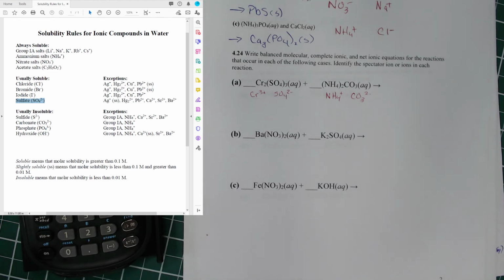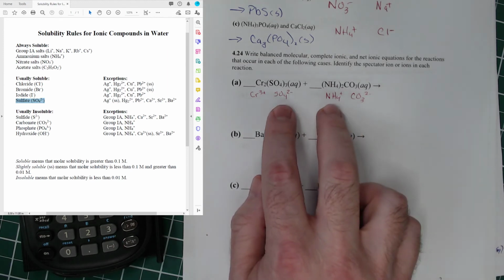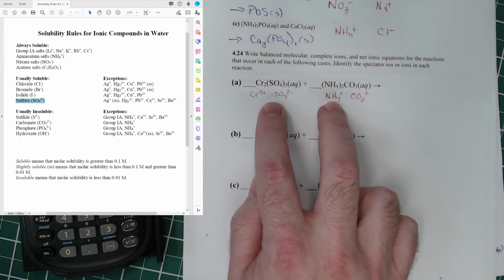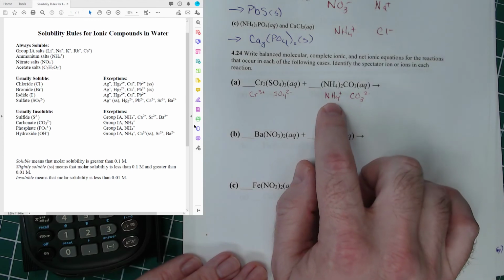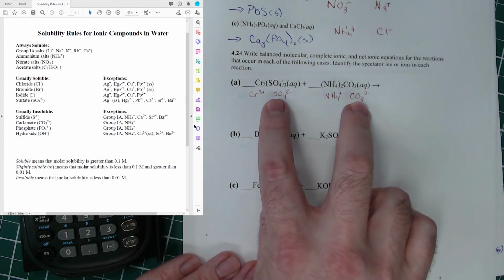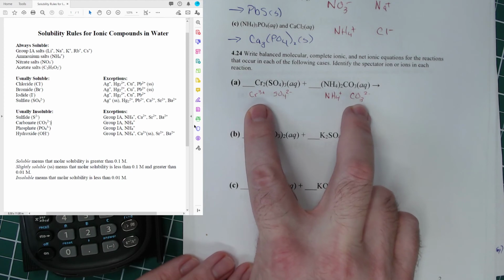And the answer is yes. Ammonium and sulfate end up being spectator ions here, but the chromium and the carbonate should form a precipitate. If we go back over to our rules here, carbonates are usually insoluble, okay? And we will see that chromium is not an exception. Now, of course, ammonium is an exception, which is why we were able to have that ammonium carbonate to begin with, but the chromium carbonate is not an exception.